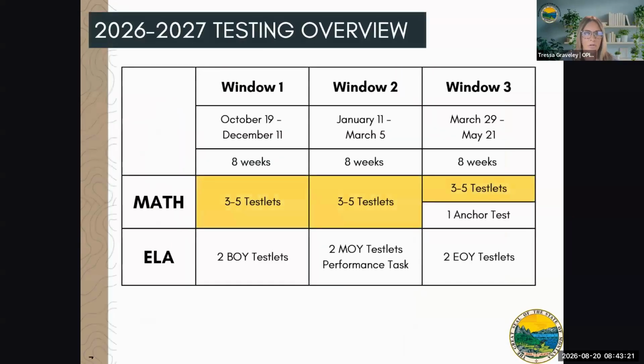Here we have our testing windows. So our first testing window will open October 19th and run until December 11th. Each testing window is 8 weeks long. 3 to 5 math testlets are scheduled in each of the 3 testing windows based off of local scope and sequence. And then here we can see how those fixed ELA testlets are administered across the 3 testing windows for all schools across the state.